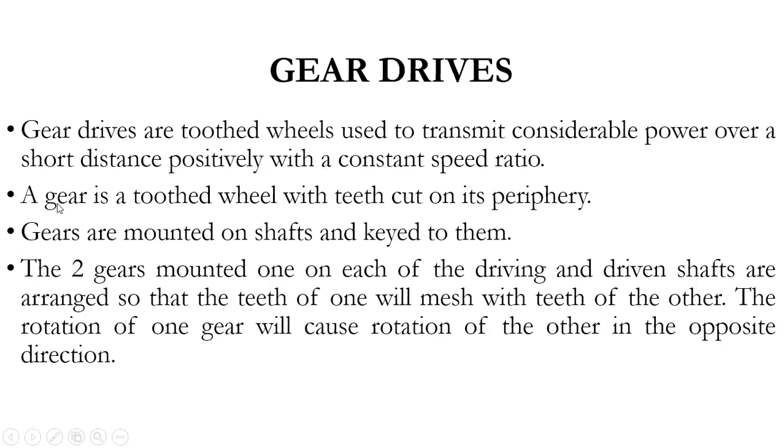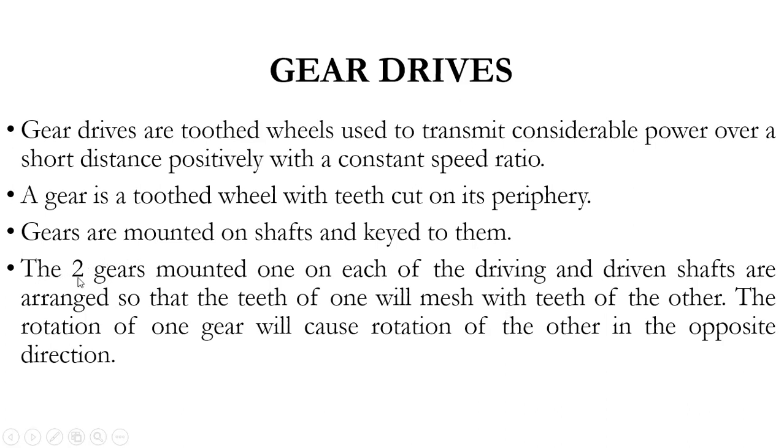Next you can see what a gear is. A gear is a toothed wheel with teeth cut on its periphery. This is what I said. A gear is a wheel on the periphery of which all teeth are cut. That is why we define a gear as a toothed wheel with the teeth cut on its periphery. Next, these gears are mounted on shafts and keyed to them. The gears will be firmly fixed, or you can say keyed, to the shaft on which they are mounted.